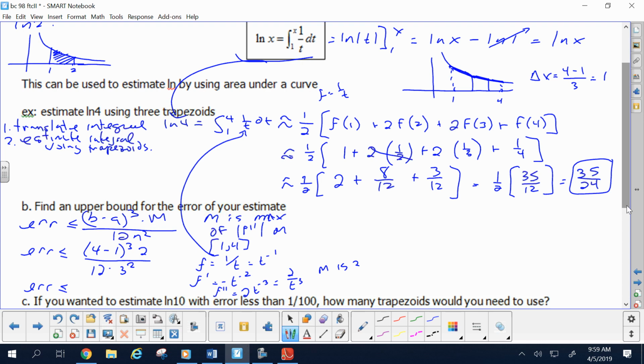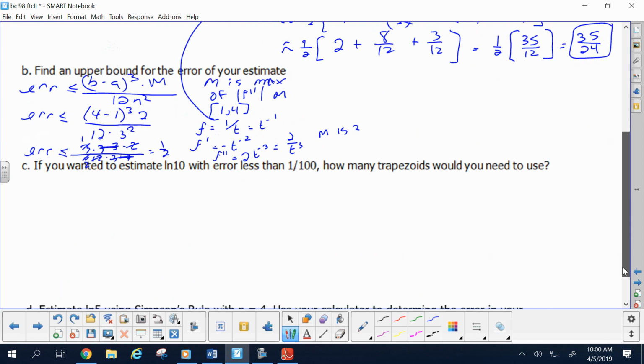The error is not more than whatever this is: 3 times 3 times 3 times 2 over 12 times 3 times 3. So I got your 3s, got your 6s, 1 and 2. So I'm feeling 1 half. Is that what you got there? That's what I said, 1 half. All right, so the error is not more than a half. Now that doesn't mean the error is a half. The error is probably less than that. Definitely less than that, but that's the idea.